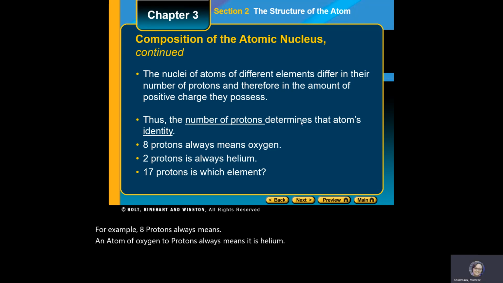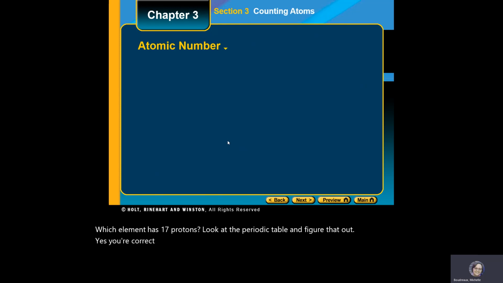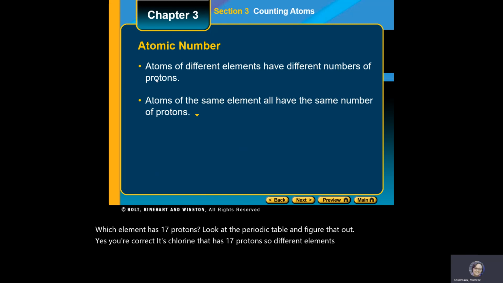Which element has 17 protons? Look at the periodic table and figure that out. Yes, you're correct. It's chlorine that has 17 protons. So different elements have different numbers of protons.